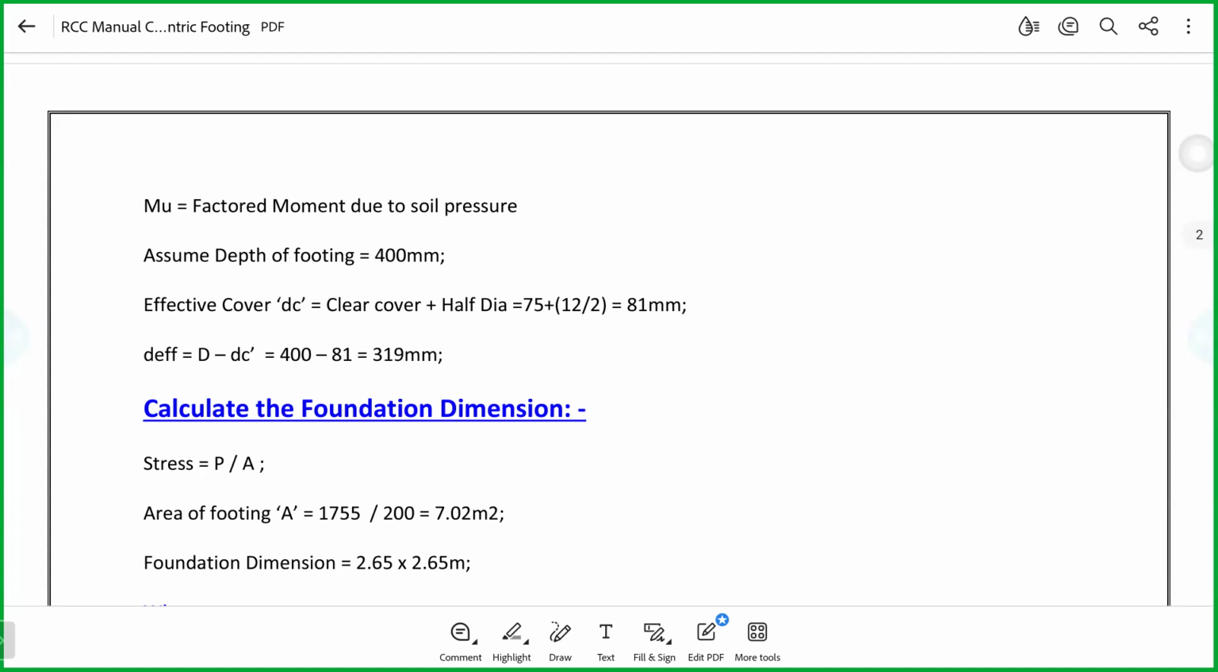Correct. Otherwise, we don't need reinforcement. In general, if you talk about a G plus one building, I'm only talking about the columns. You don't need reinforcement because a column is a compression member. Yes, I'm not talking about other elements. Don't confuse. I'm not talking about slabs, beams, or foundation. I'm only talking about the columns.